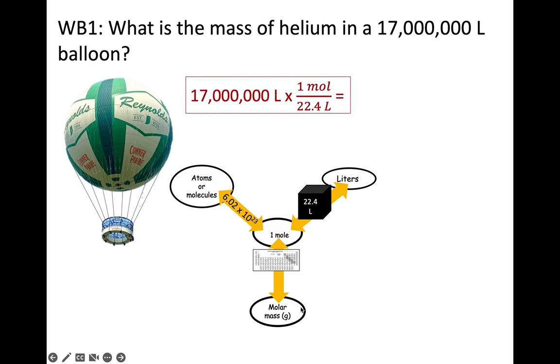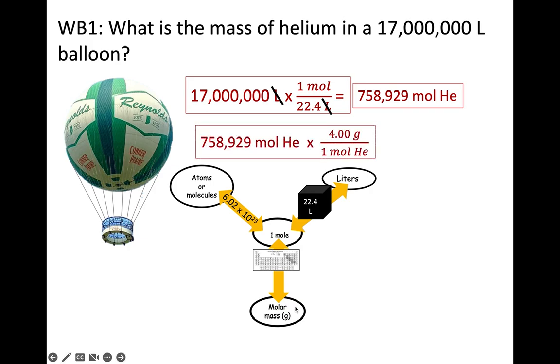So you had the 17 million liters. We multiplied by the conversion that 1 mole of any gas is 22.4 liters. I put liters in the denominator because they were in the numerator and I wanted them to cancel. So 17 million divided by 22.4 is 758,000 moles of helium. So I've gone from volume of the gas to moles, and now I can use the periodic table number for helium and convert to what it weighs and what its mass is.